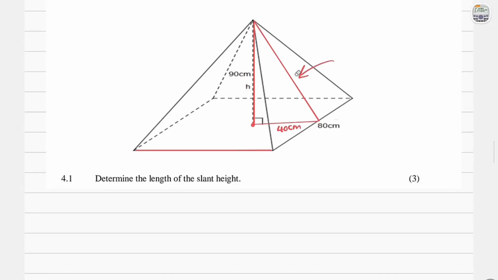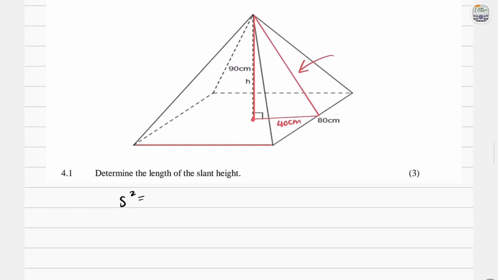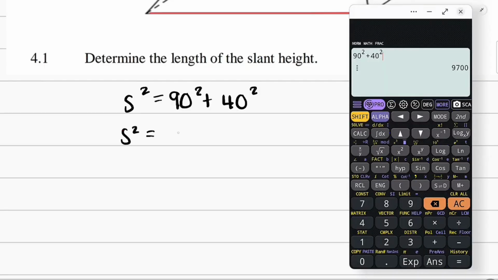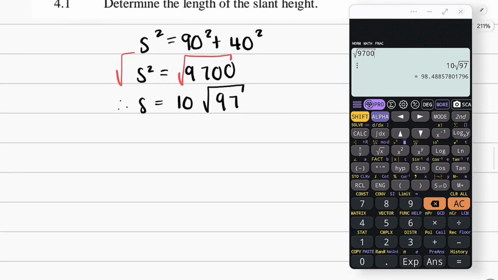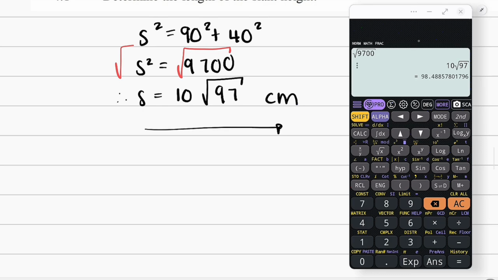Using this triangle to find the slant height, we'll say s squared, using Pythagoras, is equal to the shorter side squared, so 90 squared, plus the other shorter side squared, and that is 40 squared. And let's go. So s squared is finally equal to 9,700. And then we can square root both sides. Remember that we don't have to consider negatives since we are just working with lengths here. So finally, s is equal to 10 square root 97. Of course, you can also round off, but it's fine like this. These are in centimeters, so it's just centimeters. And that is our answer.